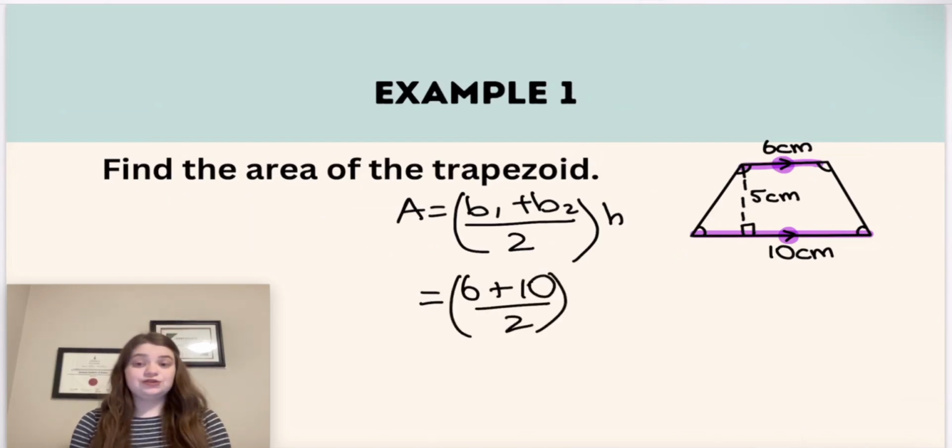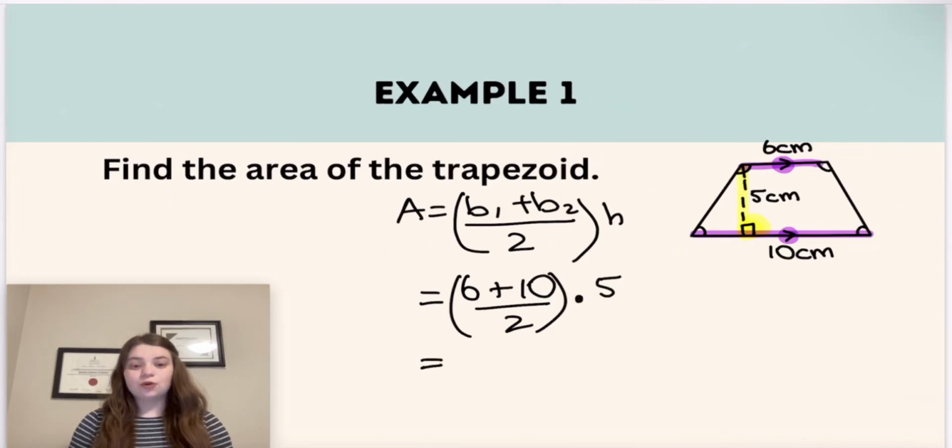Then what is the height? The height is always the distance that is perpendicular to the base. And in this situation, we know that this 5 centimeters is the height because of this little symbol right here that means 90 degrees, and therefore also means perpendicular. So I'm going to multiply this by 5.